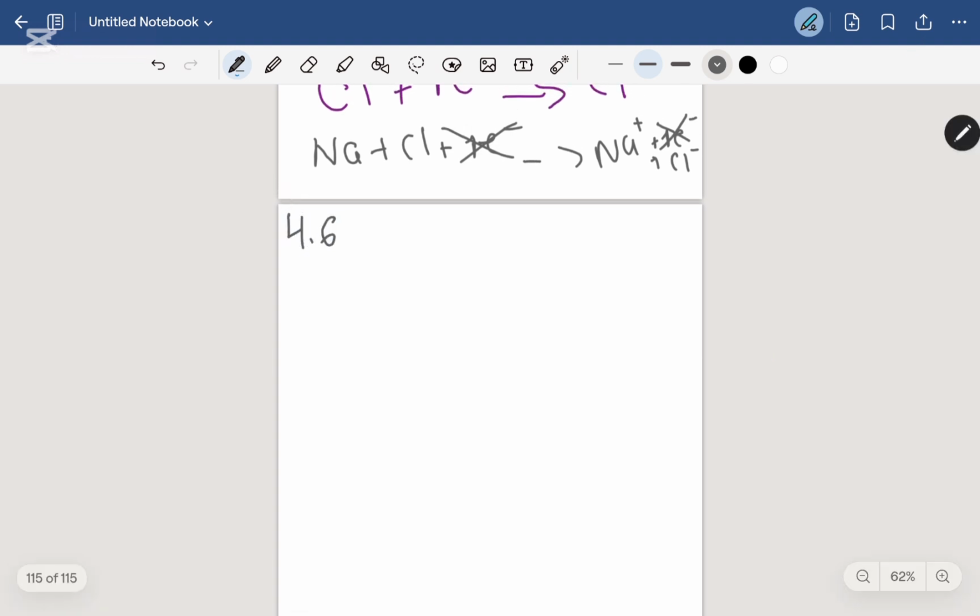Now here in section 4.6, we are going to discuss more about the oxidation number, and we're going to dive deeper into it. So what is ON, or oxidation number? You write it like this.